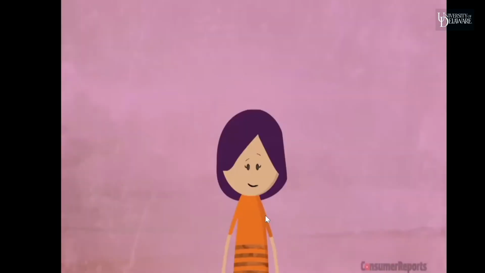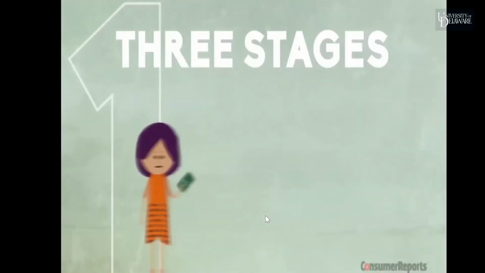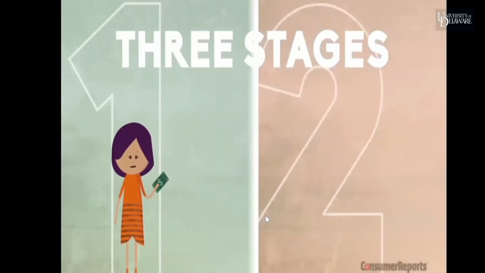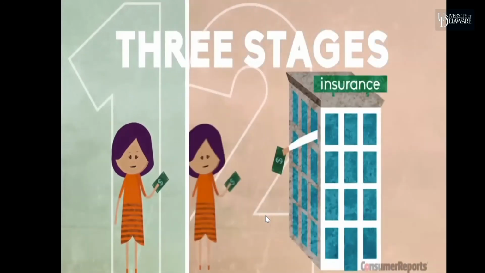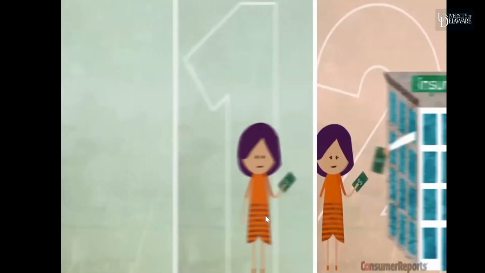So let's review. You pay a monthly premium to get into the club and get many preventive services free. You pay for other services until you meet your deductible. Then, you and your insurance company share the cost of health services. You pay co-pays or co-insurance, and your insurance pays the rest until you hit your out-of-pocket maximum. After that, your insurance company pays everything.